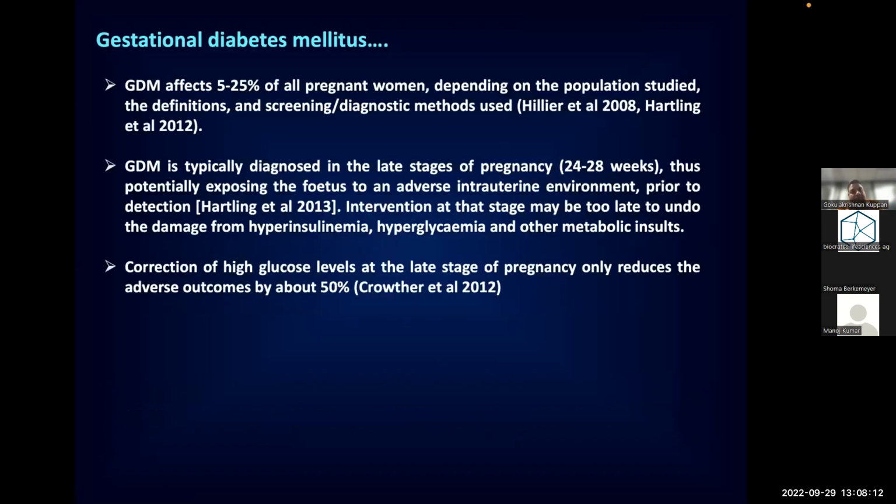The prevalence of GDM is around 5 to 25% of all pregnant women, depending on the population, the definition, and the screening or diagnostic method used. GDM is typically diagnosed in the late stages of pregnancy, at 24 to 28 weeks, potentially exposing the fetus to an adverse intrauterine environment prior to detection. If you start any intervention at that stage, it may be too late to undo the damage from hyperinsulinemia, hyperglycemia and other metabolic insults. Hence, correction of high glucose levels at that stage of pregnancy only reduces adverse outcomes by around 50%.